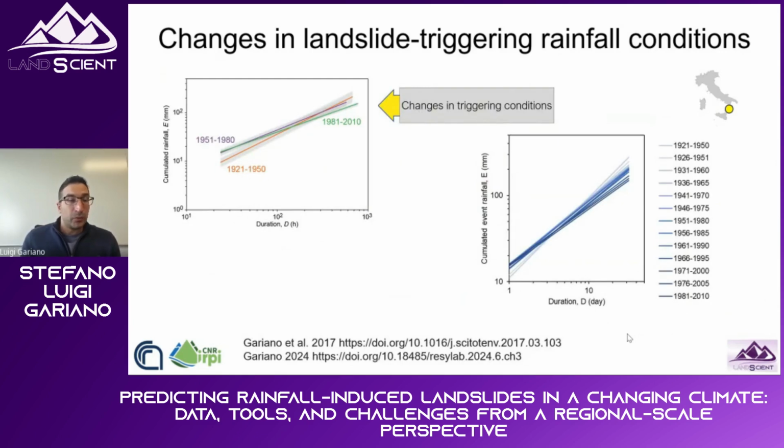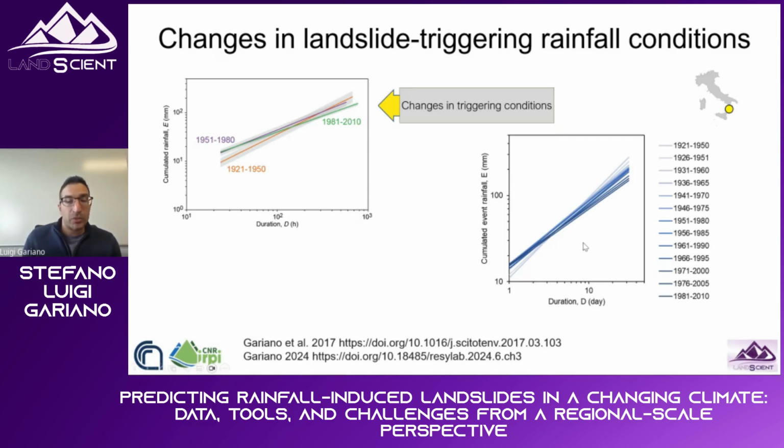Indeed, the triggering conditions were calculated by means of rainfall thresholds, and what we observed was that there was a change in the rainfall thresholds. This change was observed both considering only the events occurred in the three 30-year periods, 1921-1950, 1951-1980, 1981-2010, but also considering a moving window of 30 years by a step of 5 years, so allowing a more continuous evaluation of such changes.